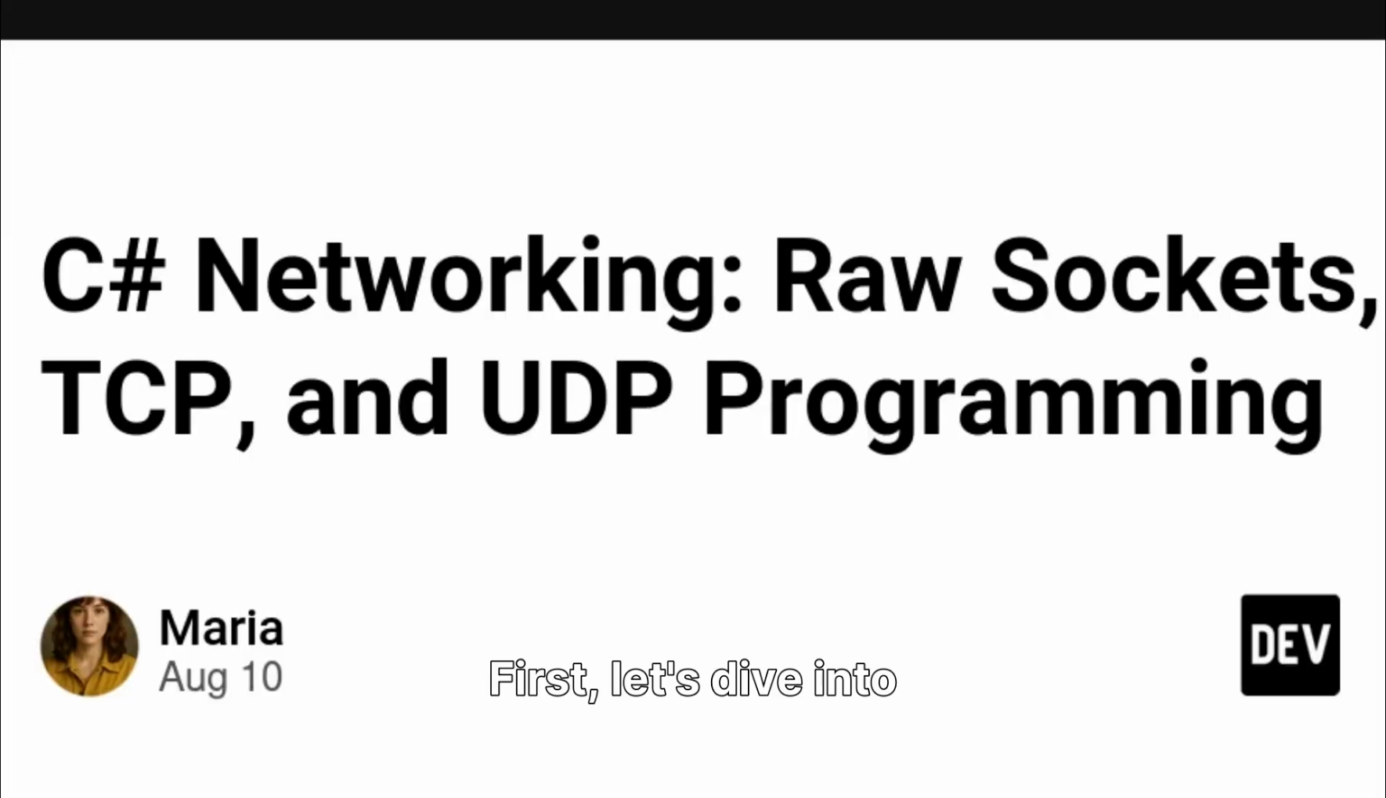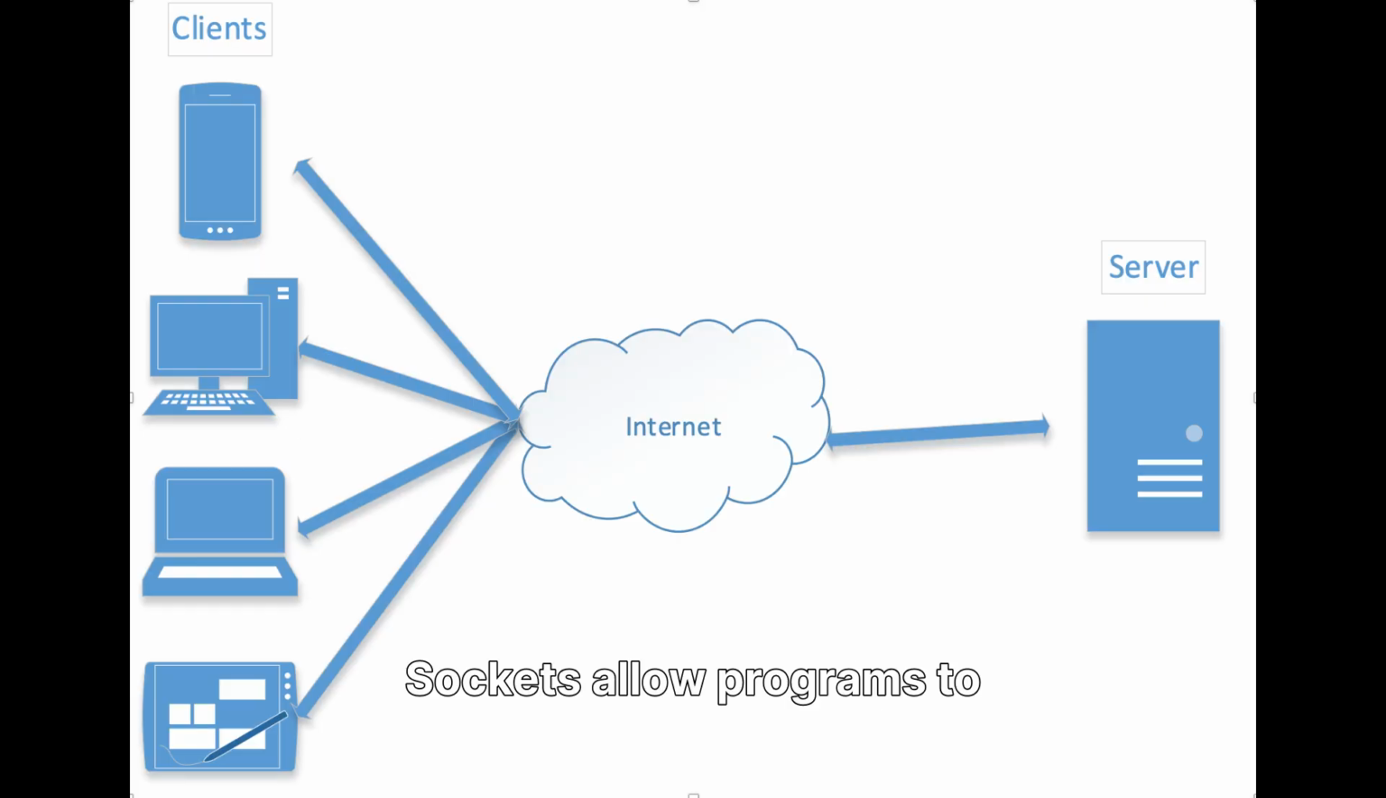First, let's dive into C-sharp sockets, which are the fundamental building blocks and endpoints for any direct network communication. Think of a socket as one end of a two-way communication link between two programs running on a network, allowing them to send and receive data directly. Sockets allow programs to communicate across a network, whether it's on the same machine or across the globe.